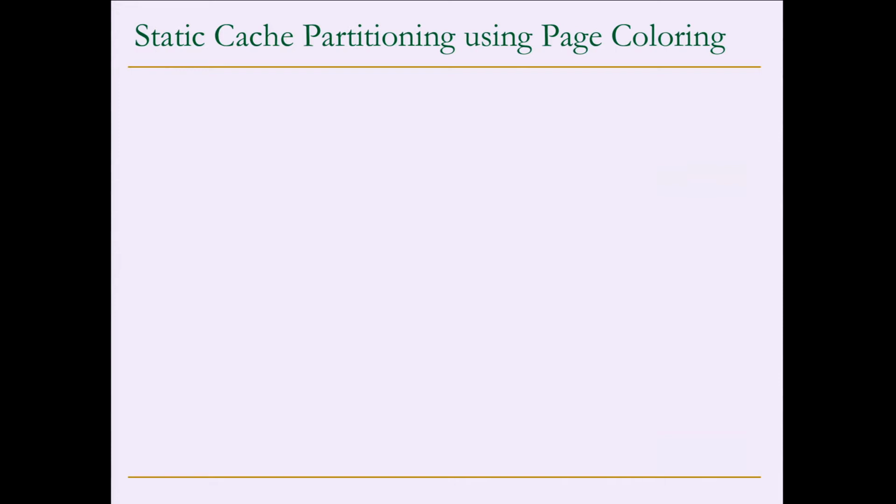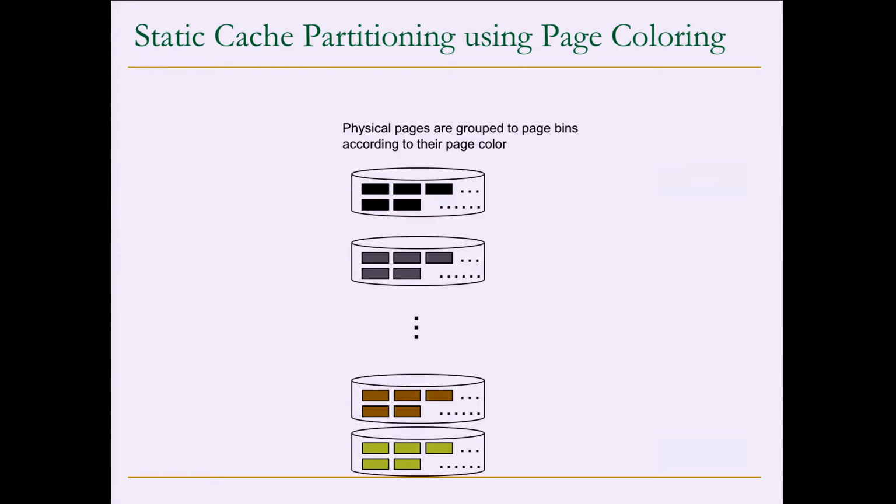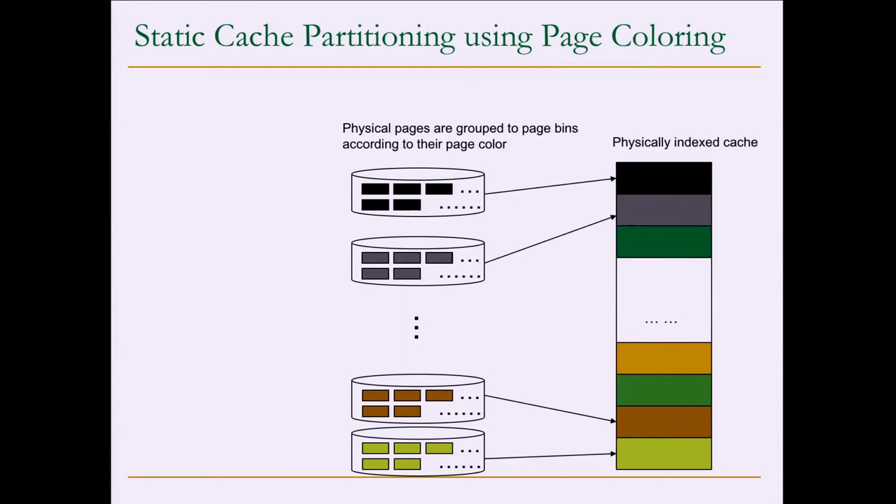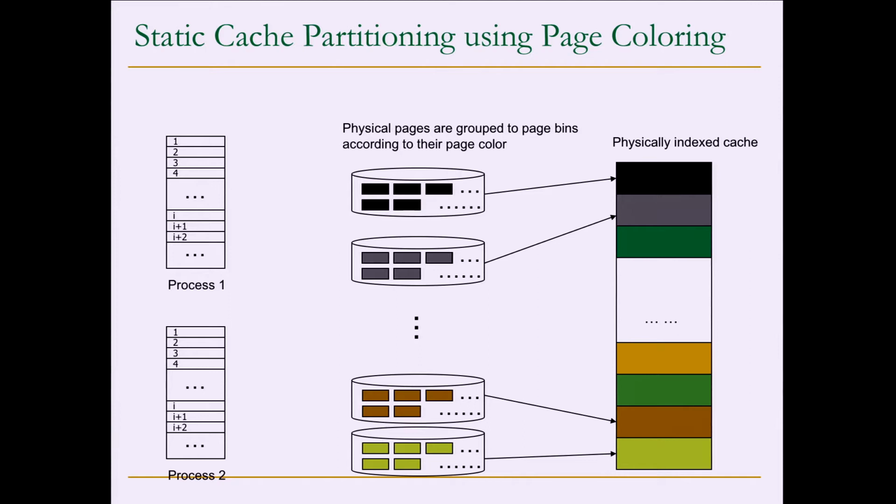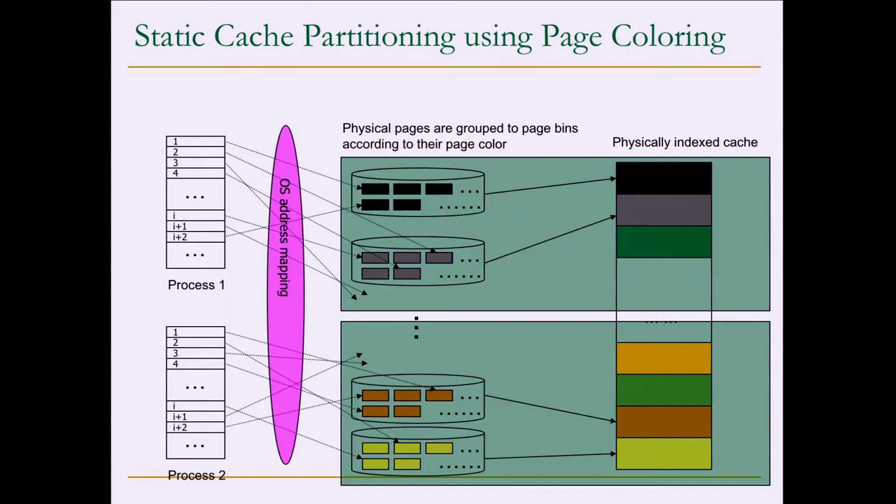Okay, so let's look at static cache partitioning using page coloring. You have physical pages. You group them into bins according to their color. The operating system can actually do this. It's just some number of bits, right? And basically, this is the pictorial view of where they map into the cache. And then whenever the operating system allocates pages to a process, it chooses particular colors. And some other process chooses some other colors. As a result, you partitioned your cache over here.